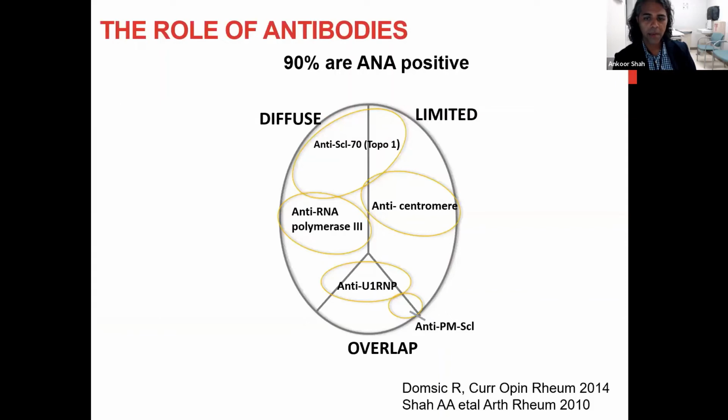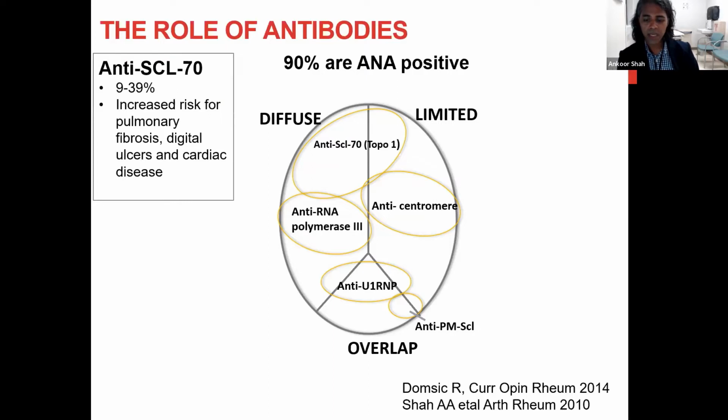The role of autoantibodies, again, I mentioned this earlier. We do see overlap between diffuse and limited disease, although again, in general, we see a higher rate of anti-SCL70 and RNA polymerase 3 antibodies in diffuse disease, and anti-centromere antibodies in limited. 90% or greater are ANA positive.